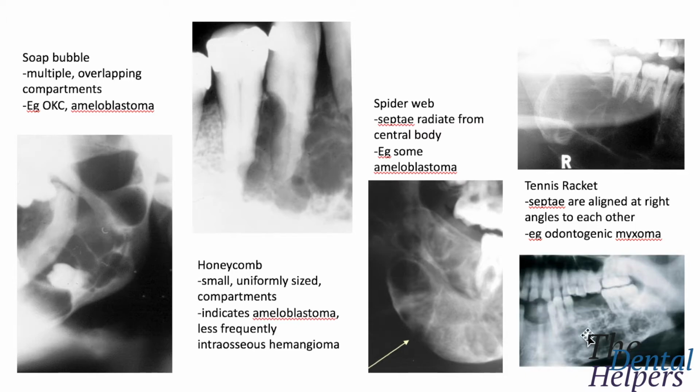Tennis racket, of course, is going to be kind of the easiest one where the septae are aligned at right angles to each other, kind of think of a tennis racket. So if you see something that's like more of a geometric pattern or a bunch of boxes, if we look at this, we see kind of like a lot of little squares kind of popping out. And this would be the tennis racket pattern. It's typically seen in odontogenic myxoma. Now let's go into texture, or some examples of texture.